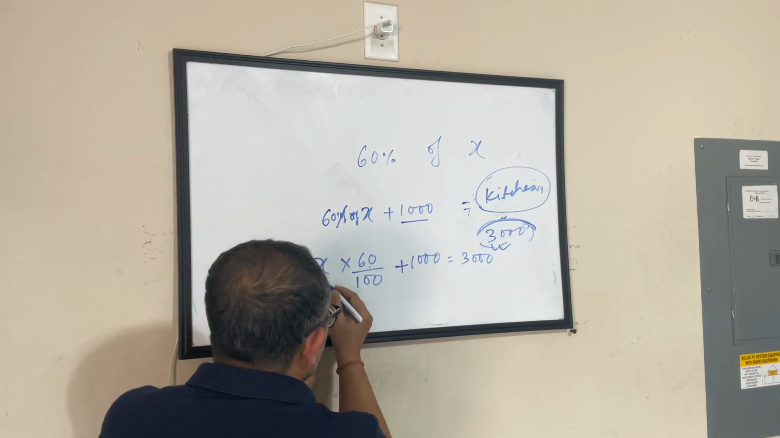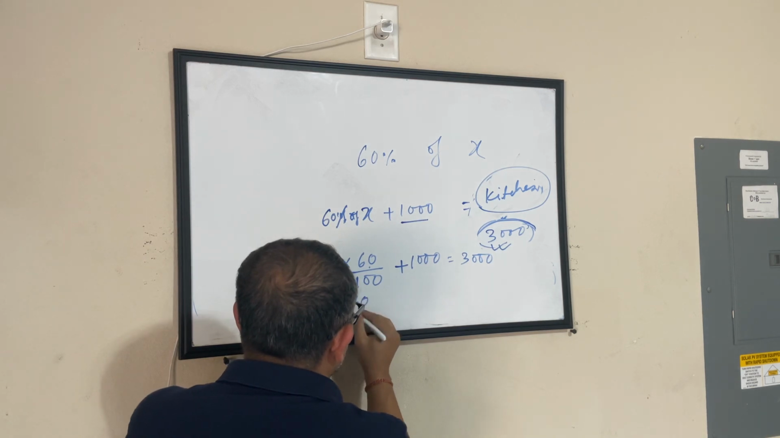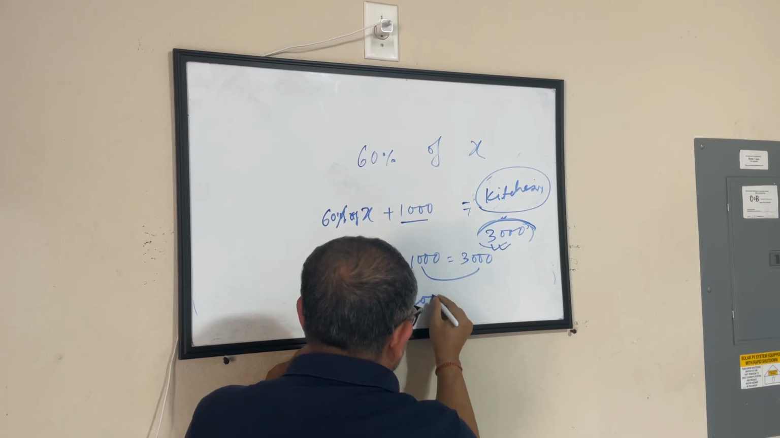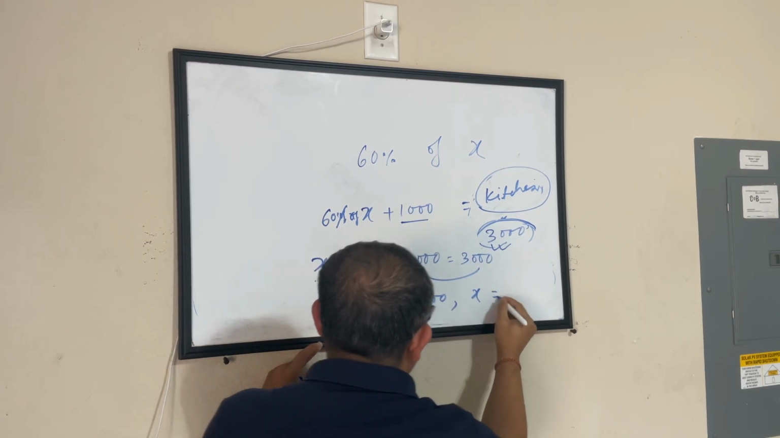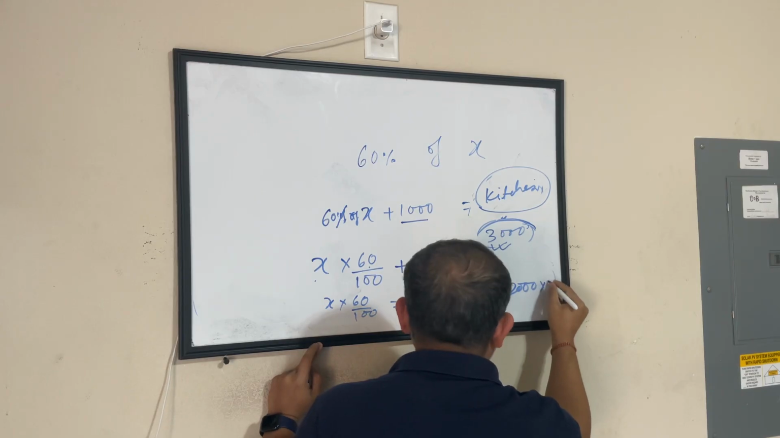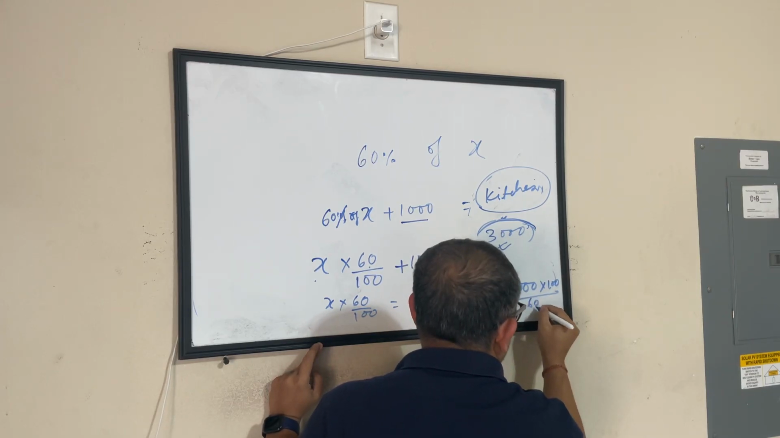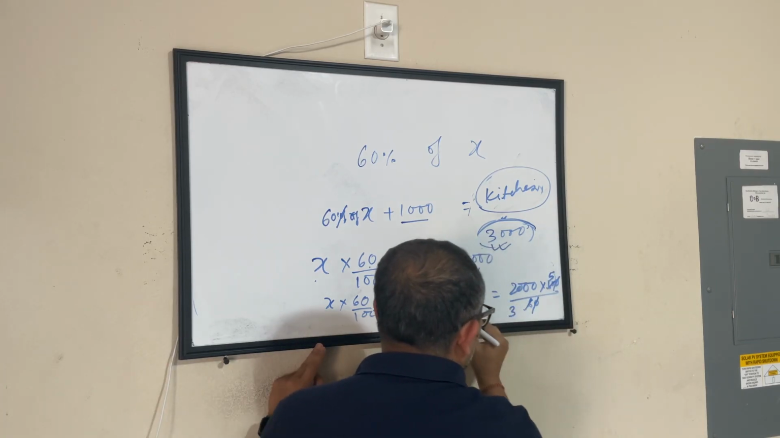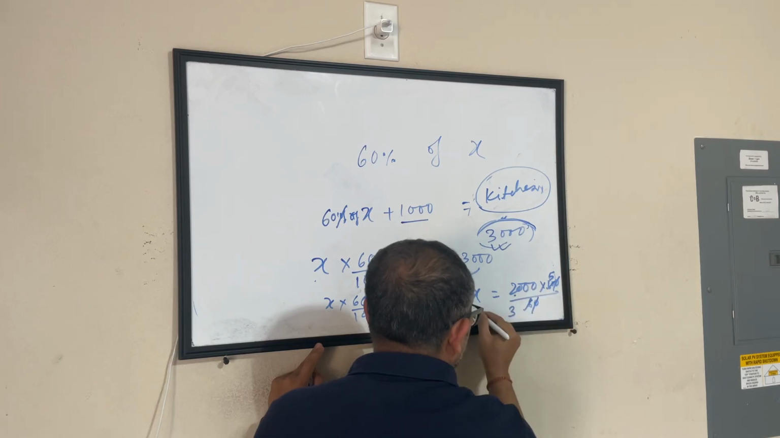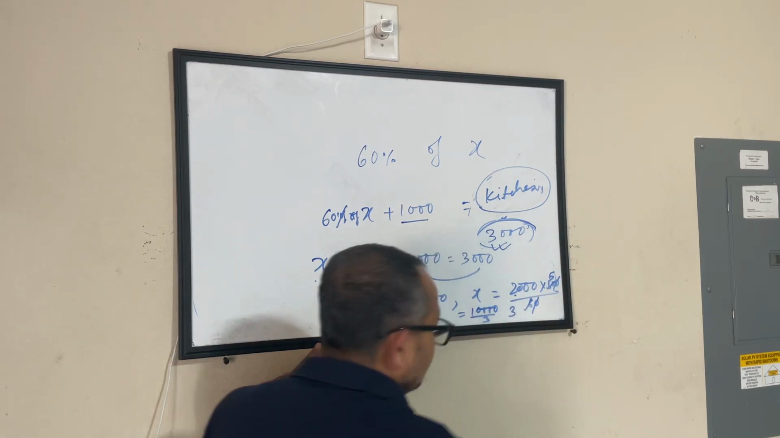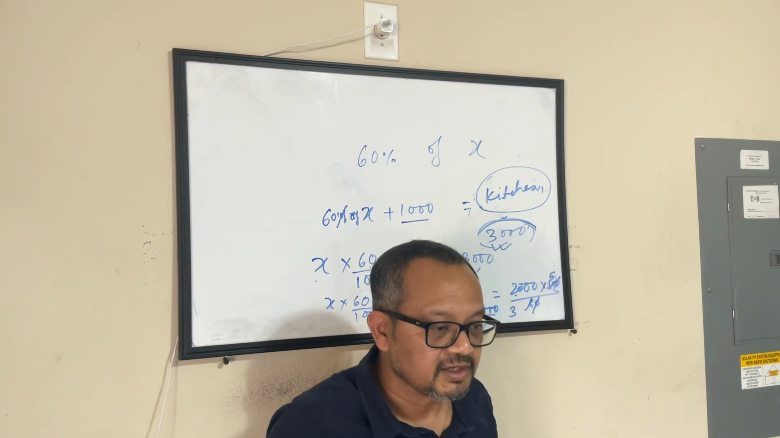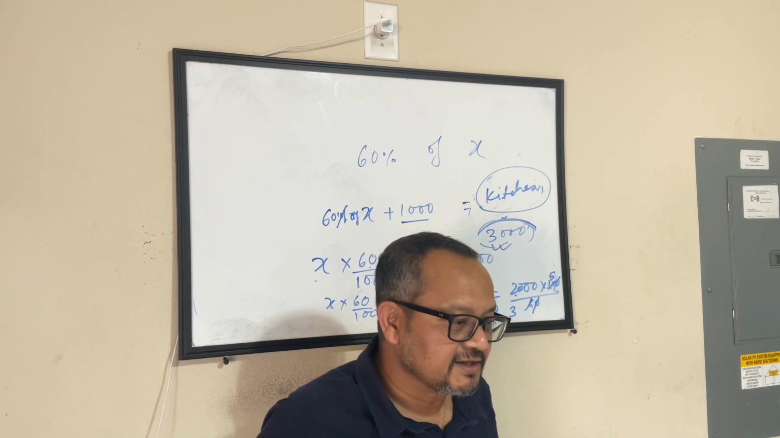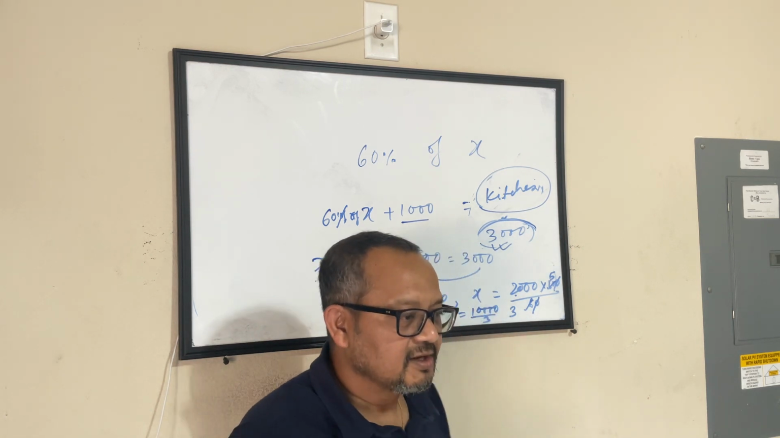Now, by doing this, X times 60 by 100 will be equal to, this goes this side, this becomes 2,000. Or X becomes 2,000 into 100 by 60. 1 0 gone, 2 3 are 6, 2 5 are 10. This becomes 10, 2000 to 5, that is 10,000 by 3. So you guys got 3,333.33. So you guys excluded 33 cents, but that will be the right answer.